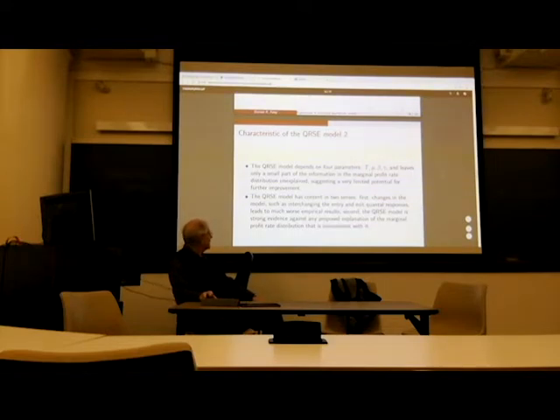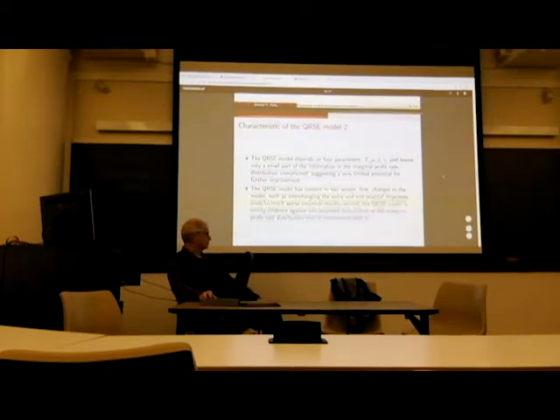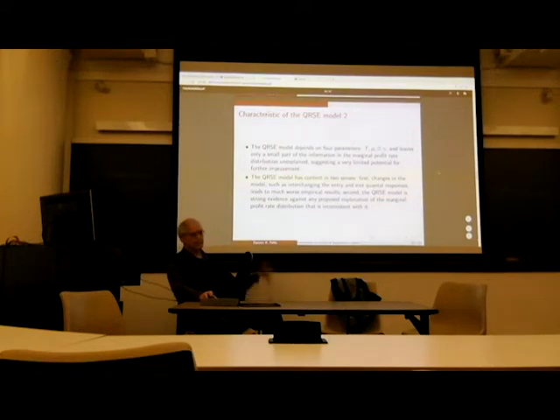And second, the QRSE model is strong evidence against any proposed explanation of these marginal profit rate distributions that is inconsistent with it. So if you have another theory, if it is capable of predicting this distribution, you would like to have it come out to look like this, because otherwise it's going to be a lot of expense.